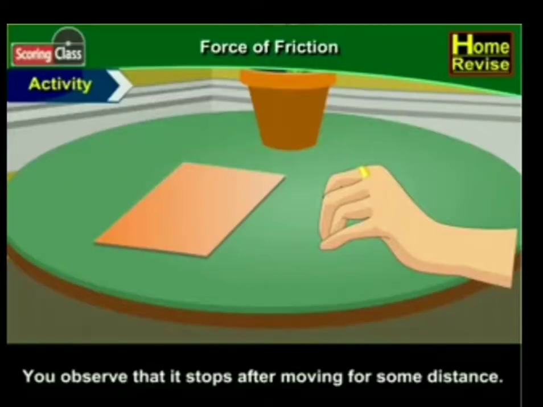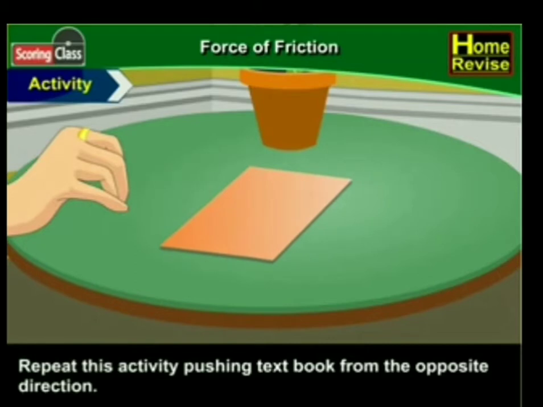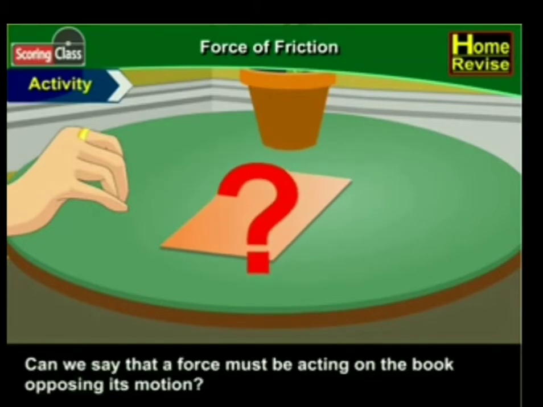In this activity, there is a table and a book on the table. Here we are moving the book from left to right. First we are pushing the book from left to right, and you can see the book moves to a certain extent and it stops. Can we see that a force must be acting on the book opposing its motion? So why didn't the book move further?